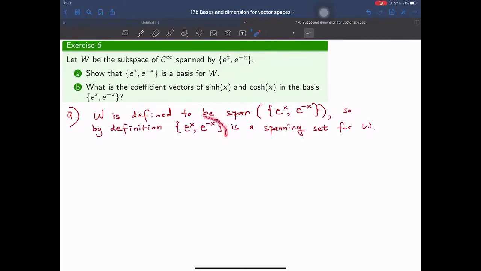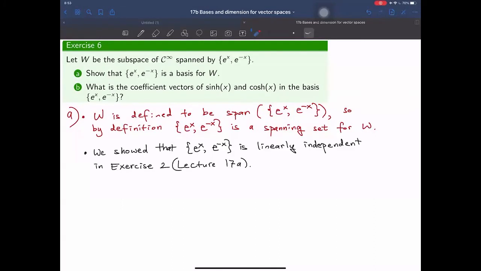To show that this is a basis, we just need to show that it is a linearly independent set. But this was something that we showed last time. So we are done. We have shown that this set is a basis for W. Since this set is a basis for W, we can write any element in W as a linear combination of e to the x and e to the negative x.